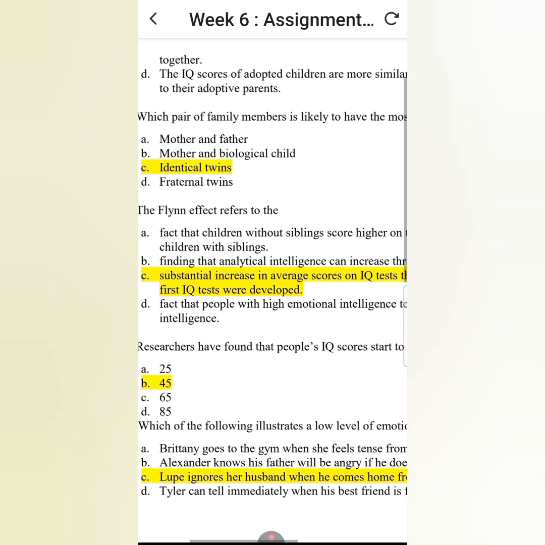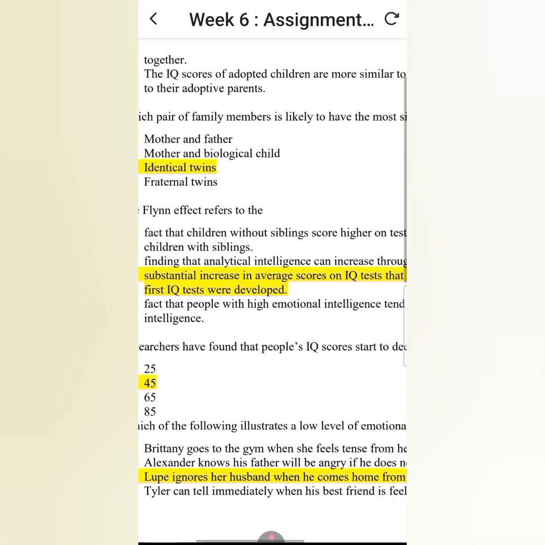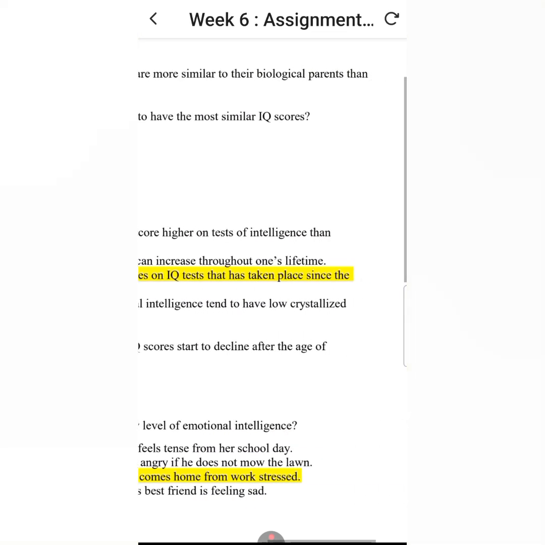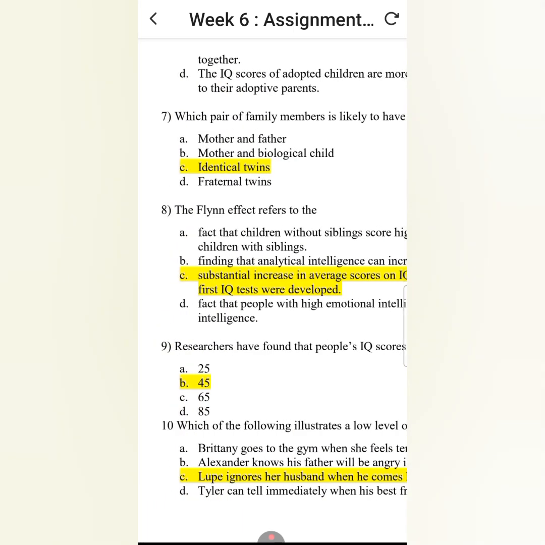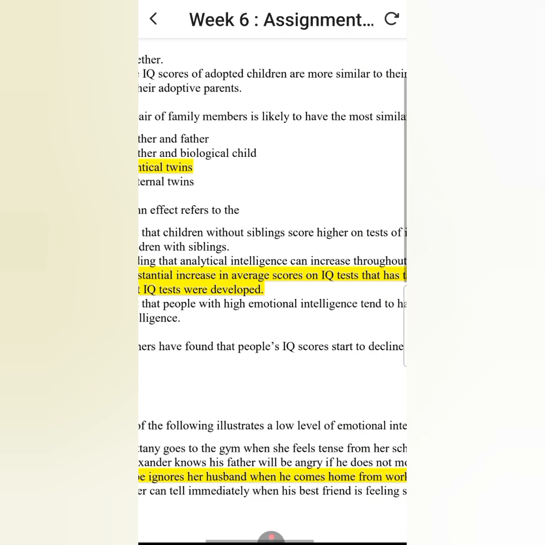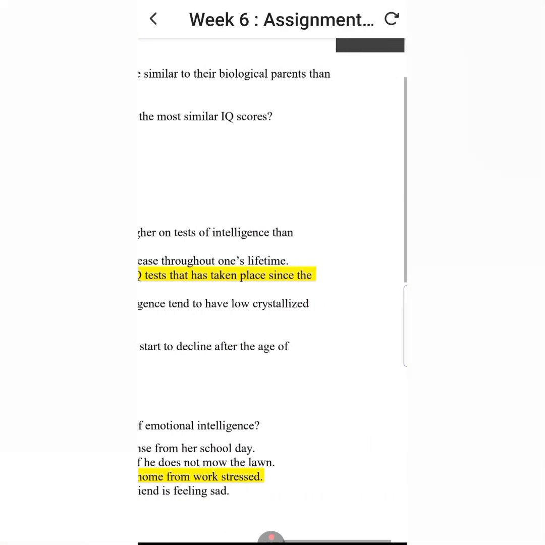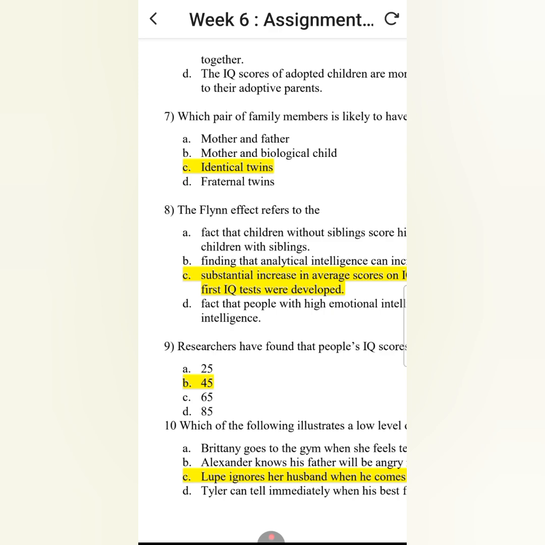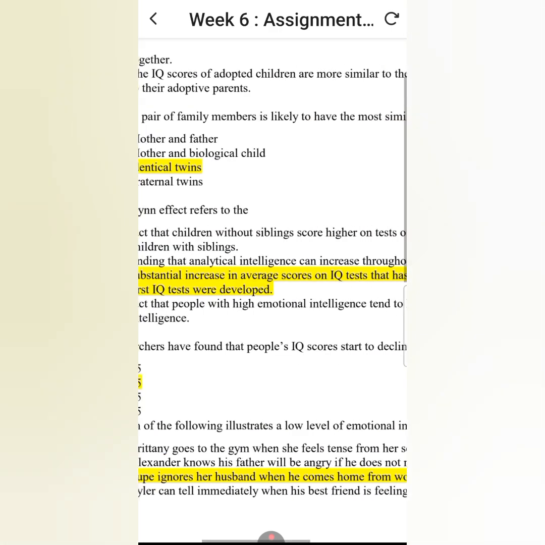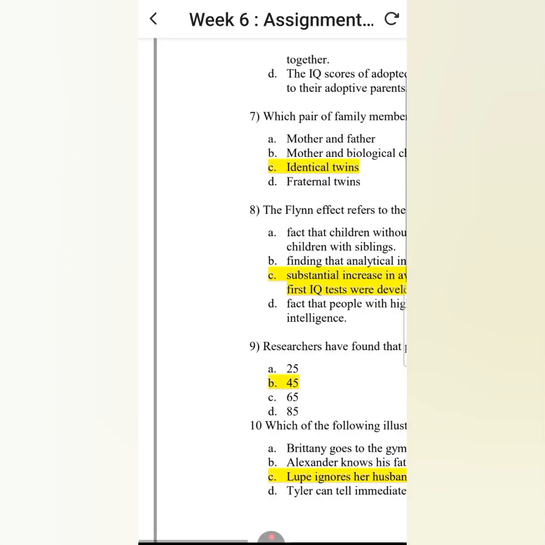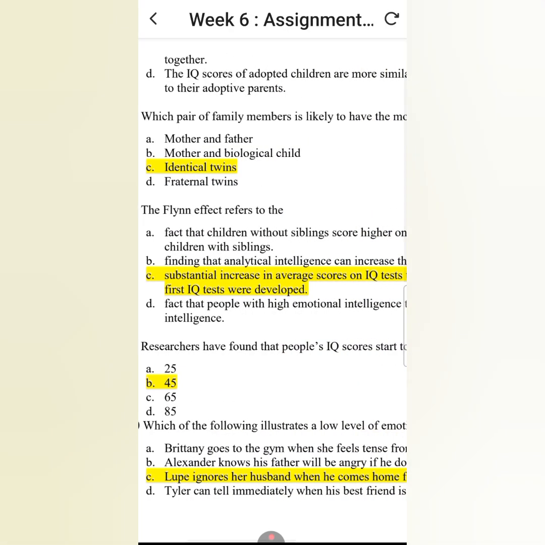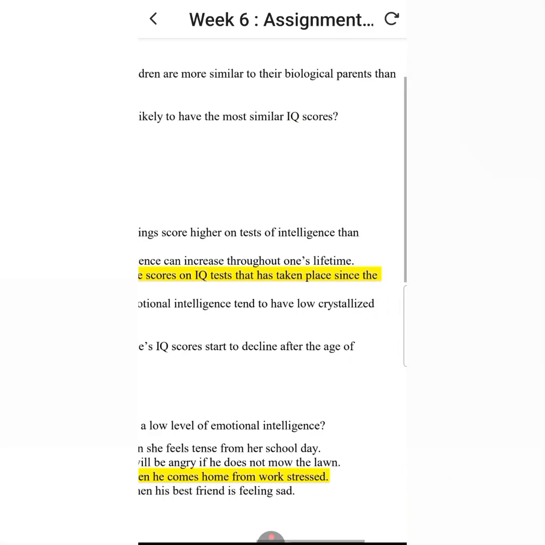Then the Flynn effect refers to the substantial increase in average score on IQ tests that has taken place since the first IQ tests were developed. So the Flynn effect is referring to this. Research has found that people's IQ starts to decline at the age of 45.